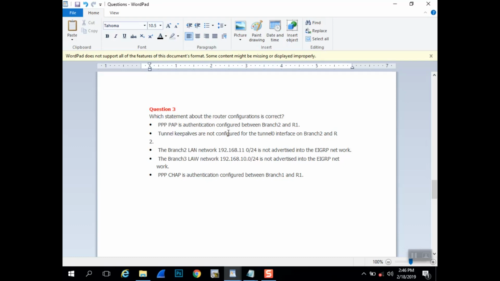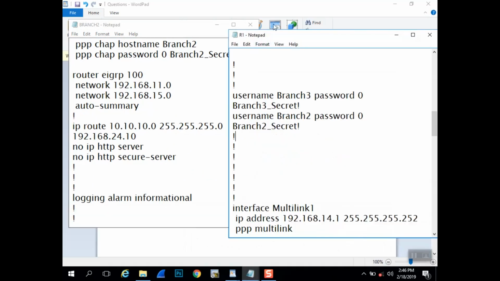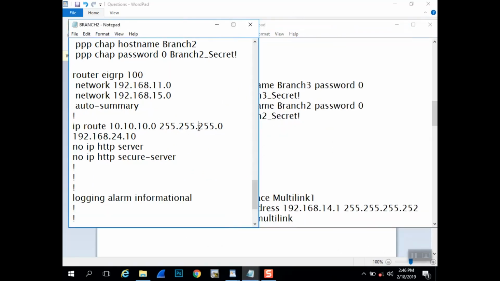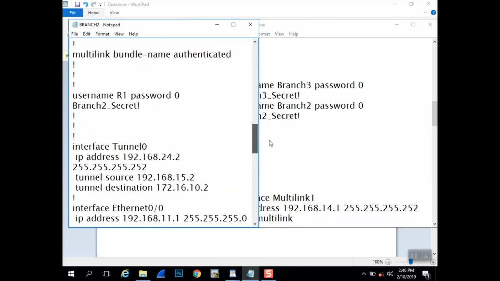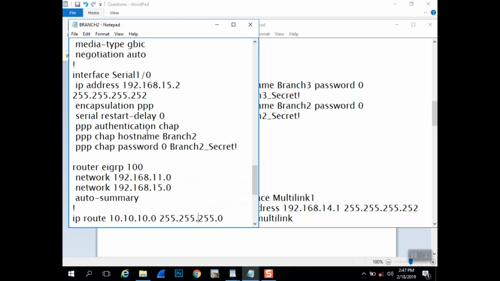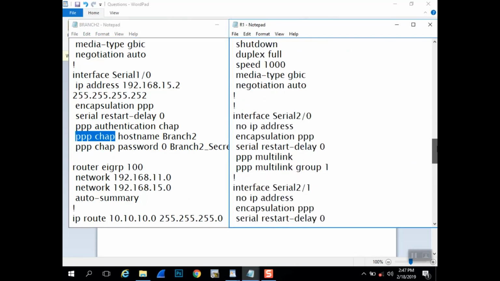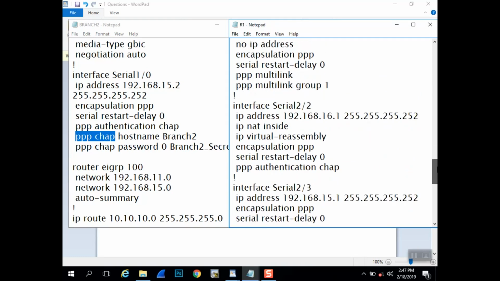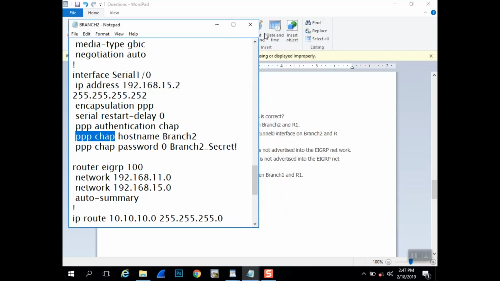PPP PAP authentication is configured between branch 2 and R1. So let's try and check branch 2 and R1. PPP PAP. So let's look. And as you can see here on branch 2, if you use the command show run, you will see here that the only authentication it uses is PPP chap. So let's look at R1 also. And if you look at the configuration, it also uses PPP chap. So that one is incorrect.